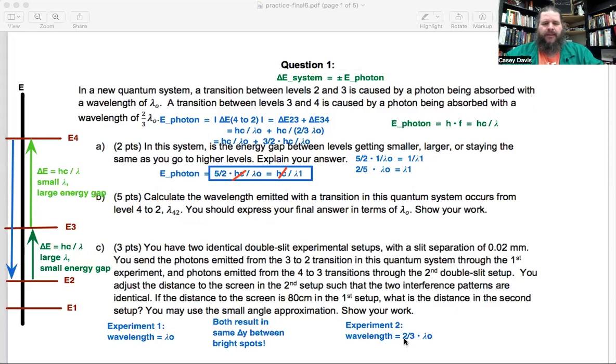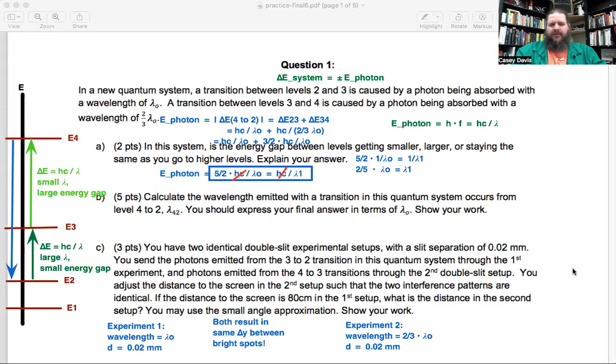Small d. Yeah, little d, the distance between slits. In both of those, the two slits are 0.02 millimeters apart. So in both of those, we've got little d equals 0.02 millimeters. And same thing over here, little d equals 0.02 millimeters. So we're using the same pair of slits for both of them, or at least identical pairs of slits. And different wavelengths, but we still get the same physical distance between bright spots.